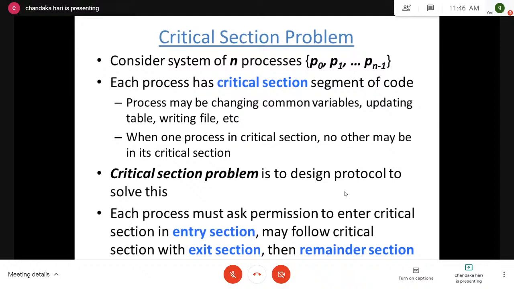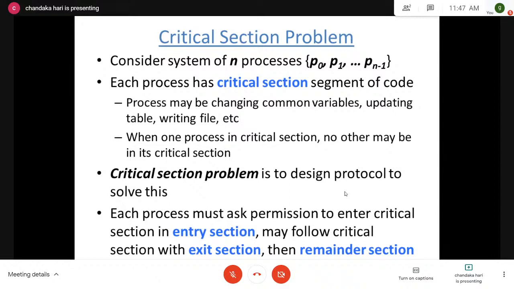The maximum number of processes allowed to execute in the critical section is only one process at a time. But before entering the critical section, first of all, you need to take permission from the operating system. Your operating system will verify whether any other process is already in the critical section. If so, it will simply ask you to wait. If no other process is in the critical section, then the operating system will allow you to enter.